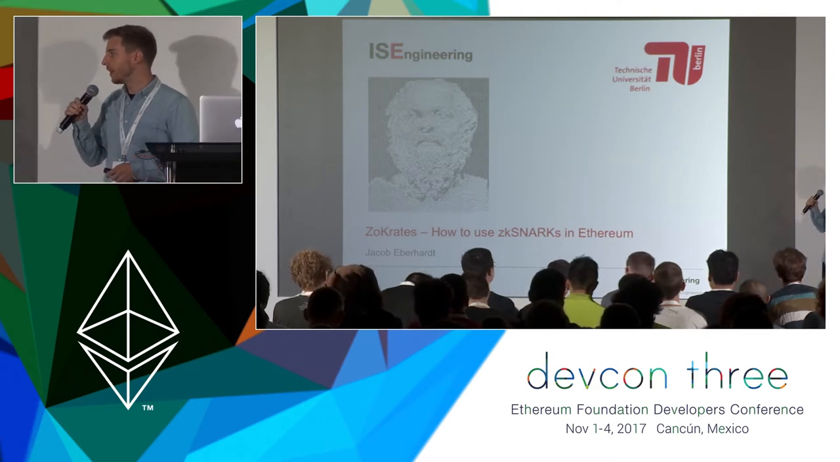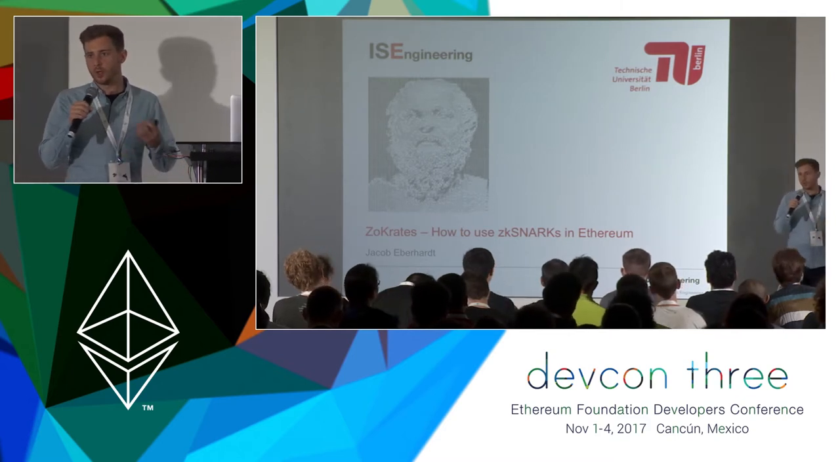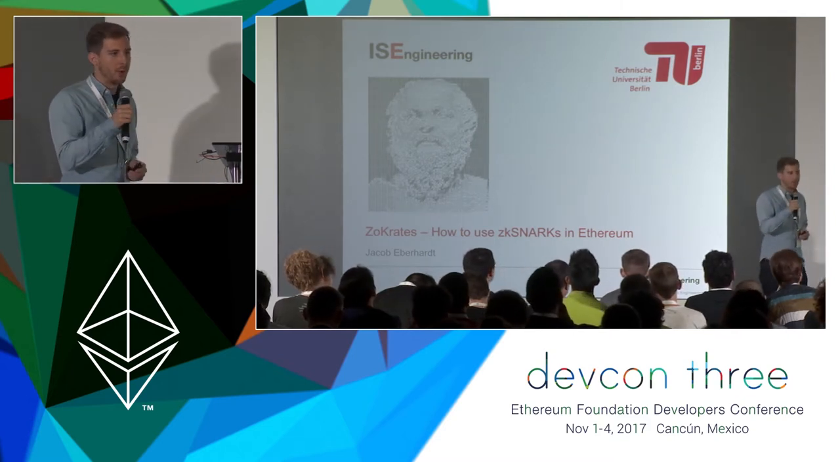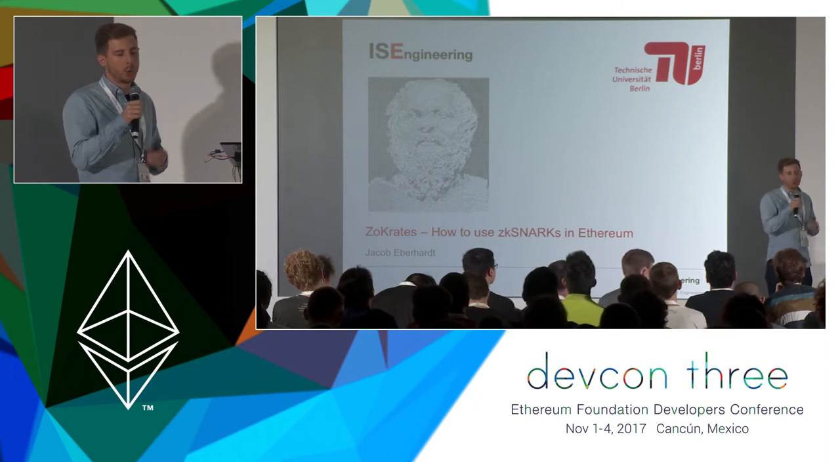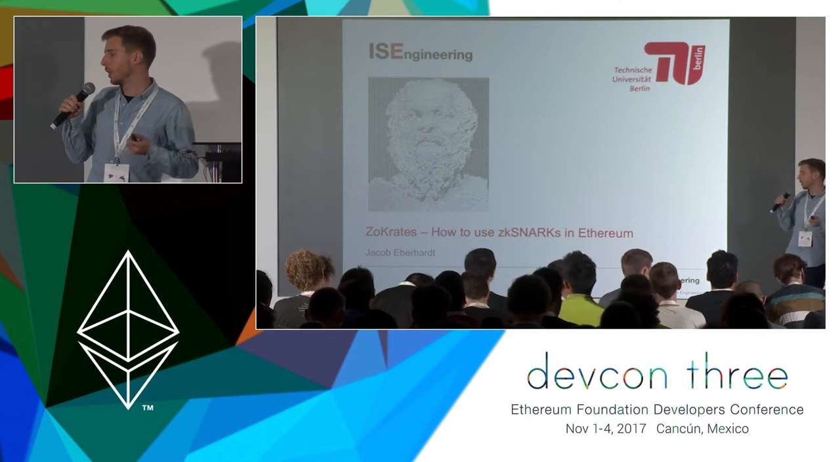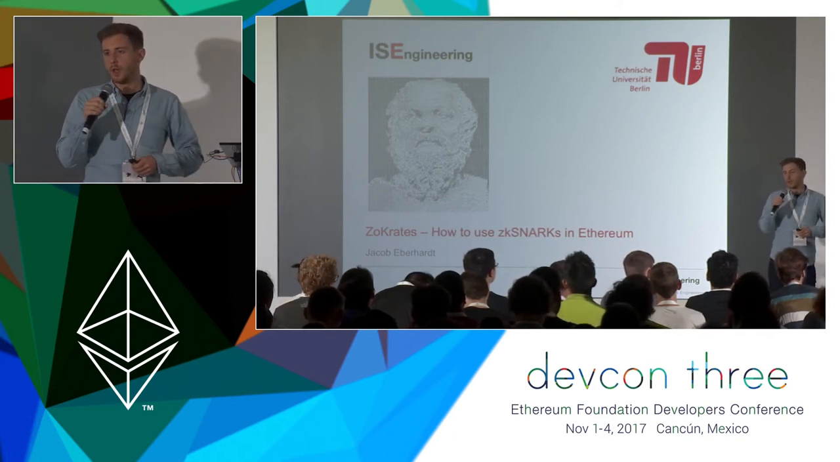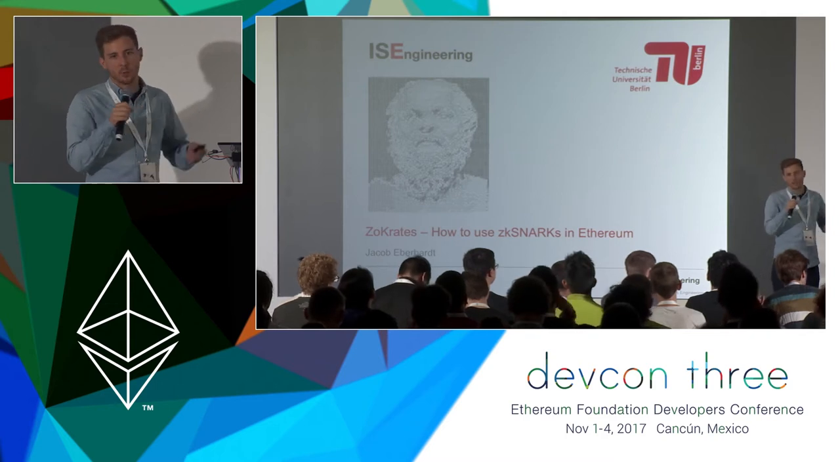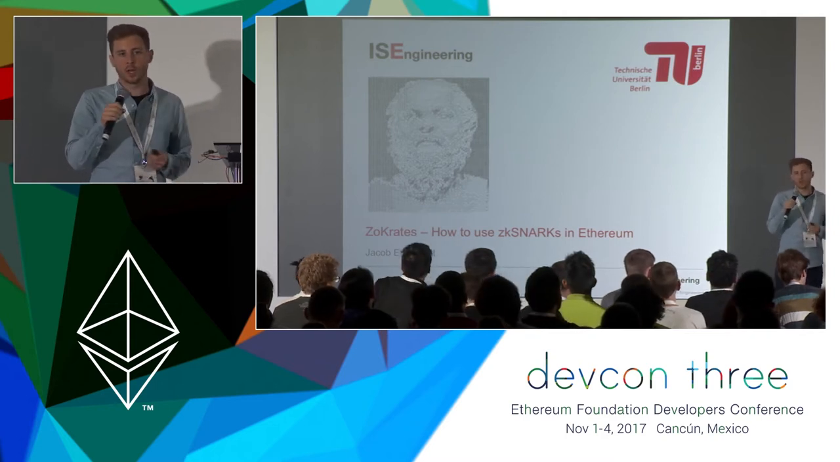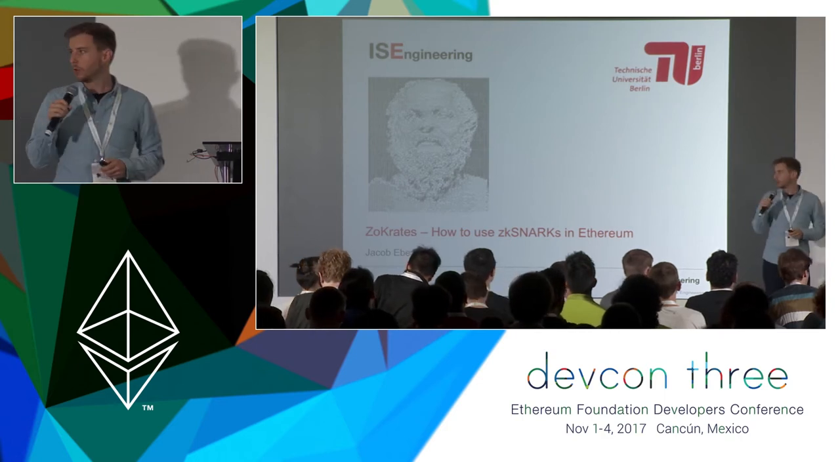So what we did with the Socrates project is to see what we can do with the new precompiles on Ethereum, how we can use them to actually do something useful in the network. It's currently a research prototype, but we can already do some things. The end goal is to have a nice domain-specific language and some tooling to actually be able to use SNARKs. And I want to show you some of that today.